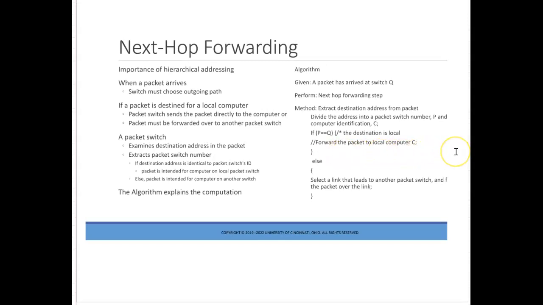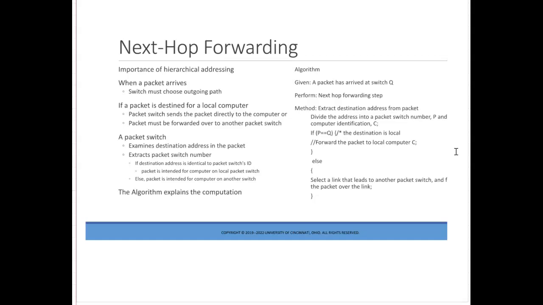What is the importance of hierarchical addressing? When a packet arrives, a switch must choose an outgoing path to forward that packet. If a packet is destined for a local computer, the switch sends the packet directly to the computer. If the destination is not the local packet switch, the packet must be forwarded to another packet switch.